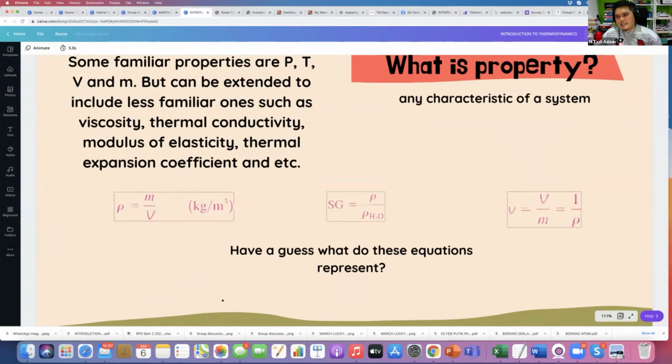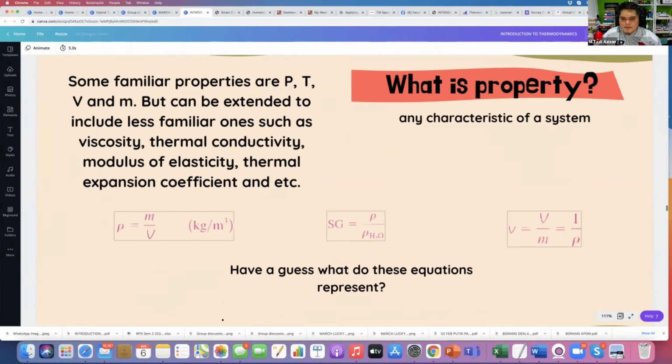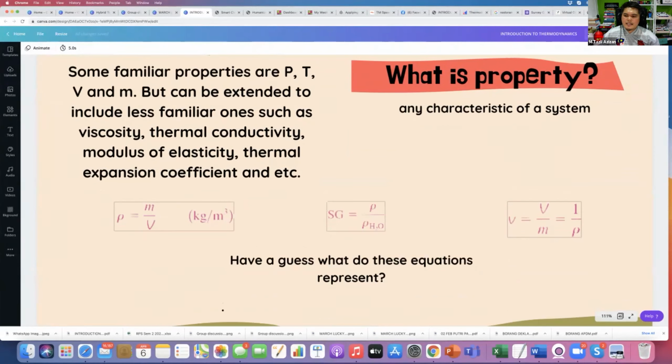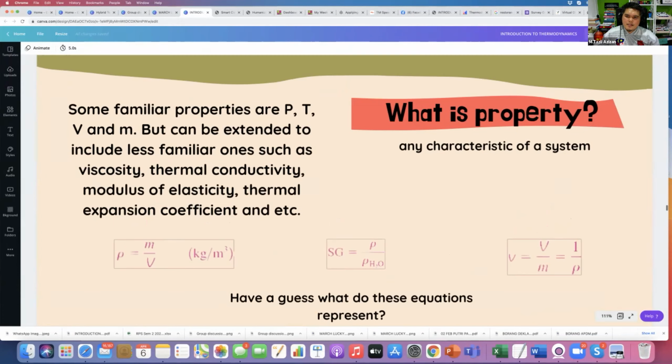That is the density, right? So you can tell the density. That is also a property. This is like specific gravity, which is the density of the fluid with respect to the density of water. And then you can also have specific volume. So this is actually three. The specific volume is the inverse of the density itself. So you have three different equations to represent the property of a certain system.